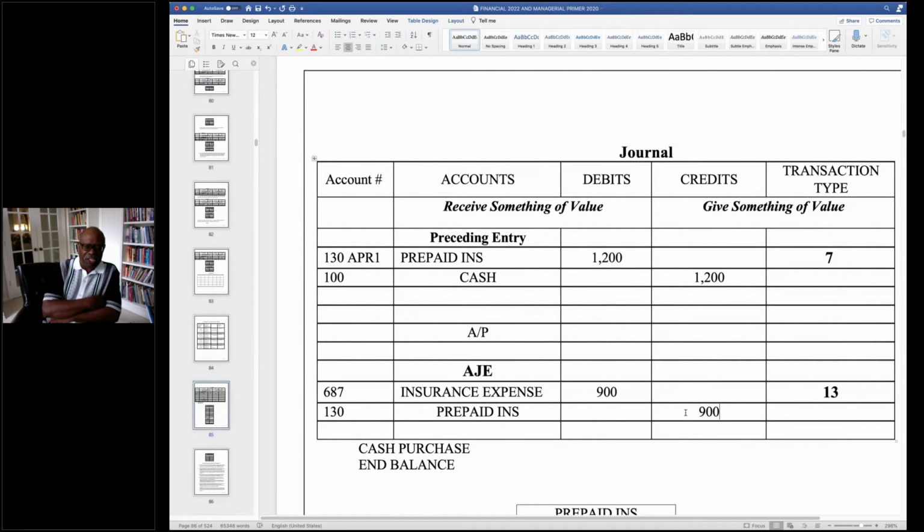So we would debit insurance expense and credit prepaid. All we did was we had a 1-year policy. We divided 12 into 1,200, and so the insurance was being paid at a rate of $100 a month. It was expiring at the rate of $100 a month. So when you got to December, 900 of it was gone.